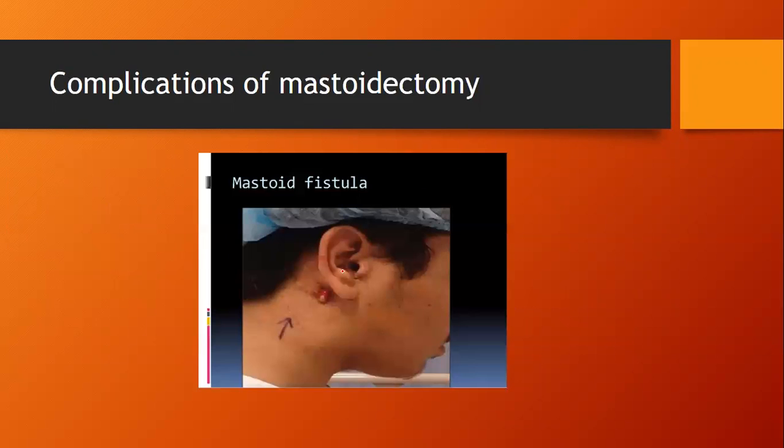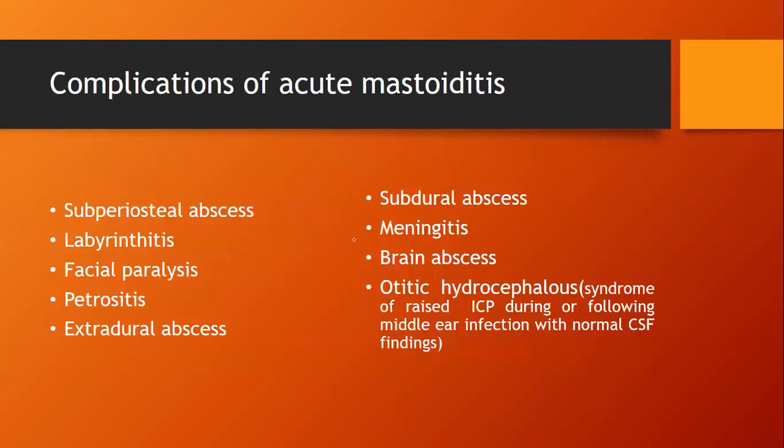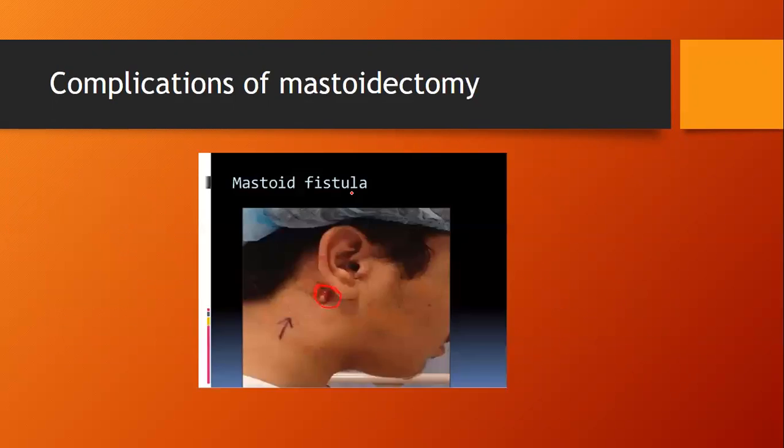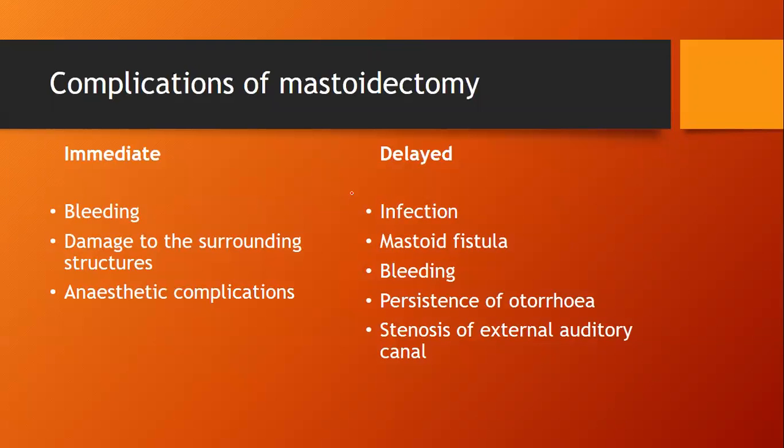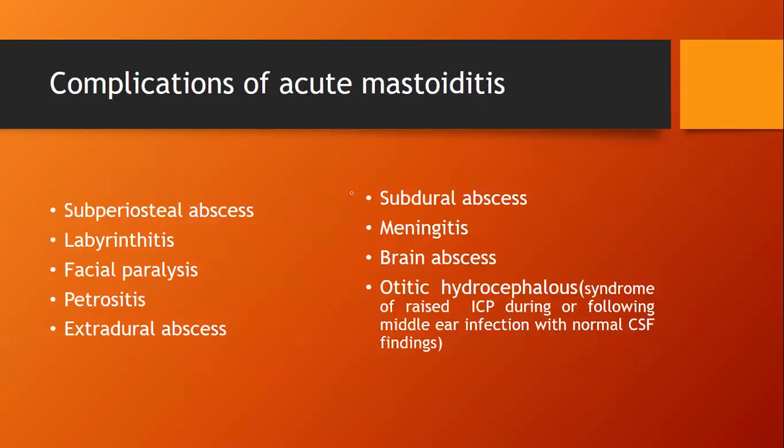Then this is mastoid fistula. It can occur as a complication of mastoidectomy. Mastoid fistula can be formed. Then complications of acute mastoiditis. In the previous slide, we had discussed the complications of the mastoidectomy procedure. Then complications of acute mastoiditis.